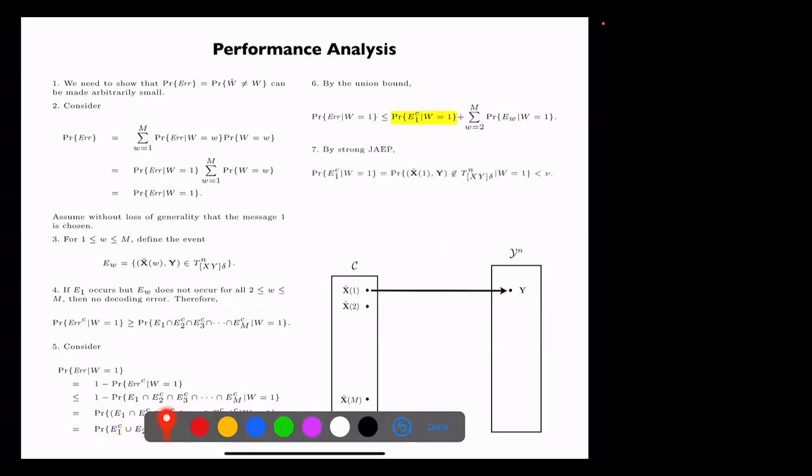For the first term, it is the case that they are not jointly typical. The probability is very small. Using the strong joint AEP, for sufficiently large n, this would be less than any small quantity nu. And so we have treated this case.